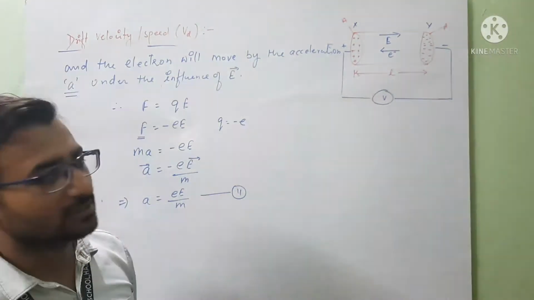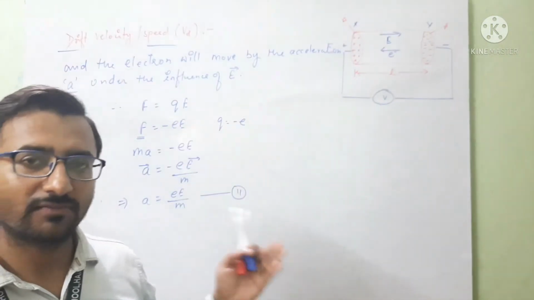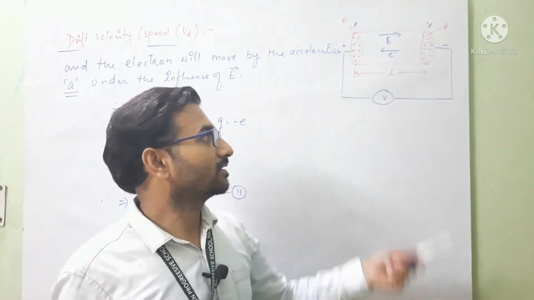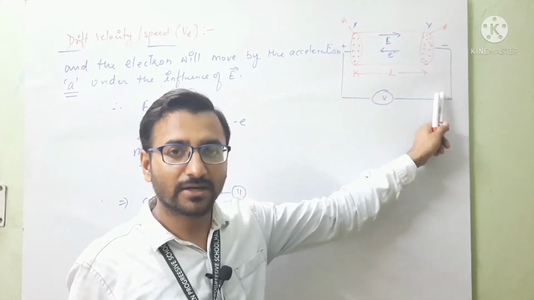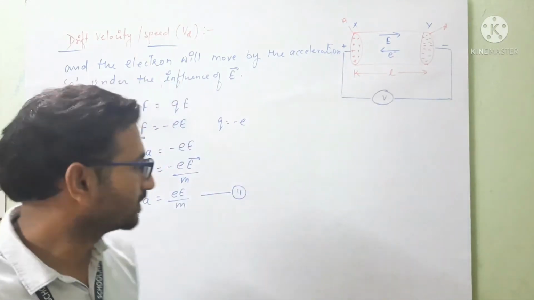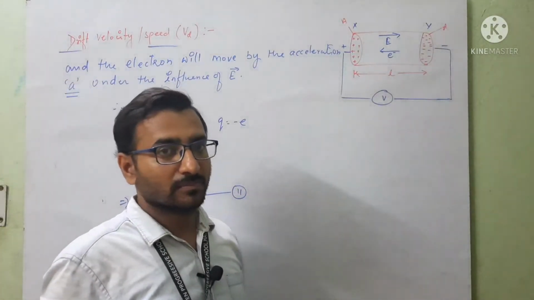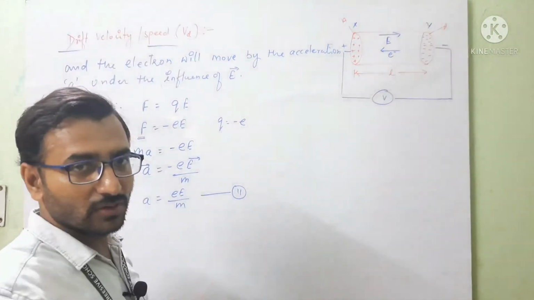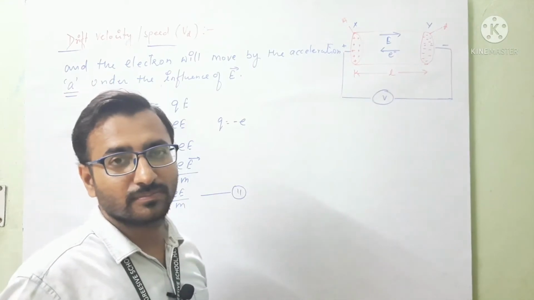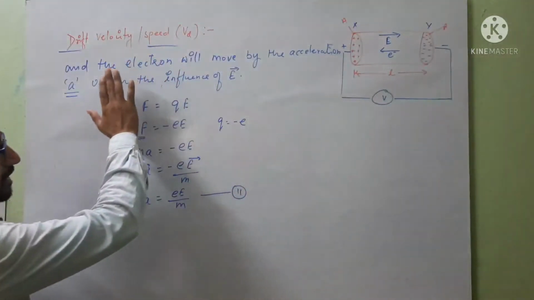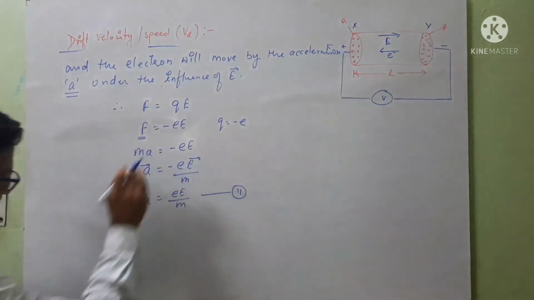And this process repeats continuously. After a collision it will stop, it will gain acceleration through the external electric field, and again. So at different collisions, it will have a new kind of velocity along with the thermal velocity which is initially present. So I am writing this one.